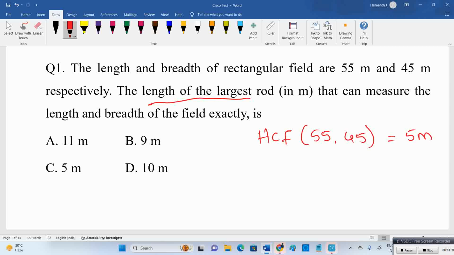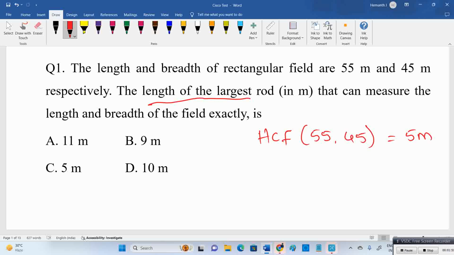If suppose I have a 5 meter scale and I use it 11 times, can I measure 55 meters? Exactly. If I use it 11 times, 55 meters length is exactly measurable. If I use it 9 times, I can measure 45 meters exactly. That's what they're asking. Exactly that should be measured.